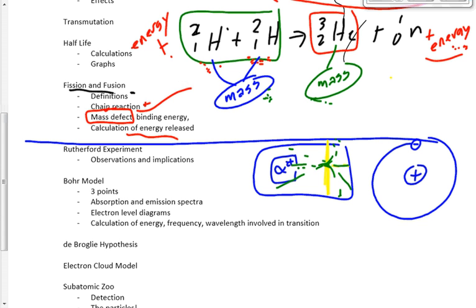Then we zip to the Bohr model of the atom. There are three points to the Bohr model, but they all relate to the first one, the most important thing that differentiated Bohr from Rutherford. And that was that electrons exist on set levels. The first level, the second level, the third level, and so on. We always want to fill up the lower levels first. Each of those levels is characterized by a certain amount of energy.